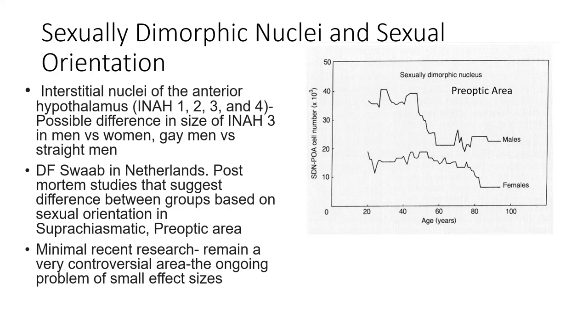INAH3, where there are differences in men versus women, or gay men versus straight men. And there's one guy in the world, D.F. Swaab in the Netherlands, who has studied this both in post-mortem studies and also in some neuroimaging studies. This is a very controversial area because these effect sizes are very small. You cannot look at the neuroimaging or post-mortem data and predict with certainty what someone's sexual orientation or gender identity is. But it would make sense that if there's a physiologic cause of homosexuality, same-sex behaviors, or gender identity issues, that would be the place involved.